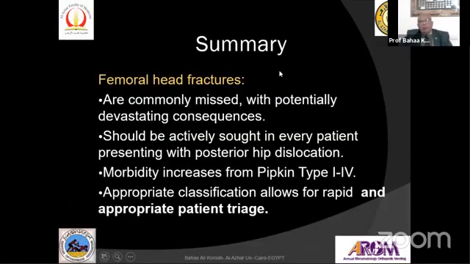In summary, femoral head fractures are commonly missed with potentially devastating consequences. They should be actively sought in every patient presenting with posterior hip dislocation. Morbidity increases from Pipkin types 1 to 4. Appropriate classification allows for rapid and appropriate patient triage.